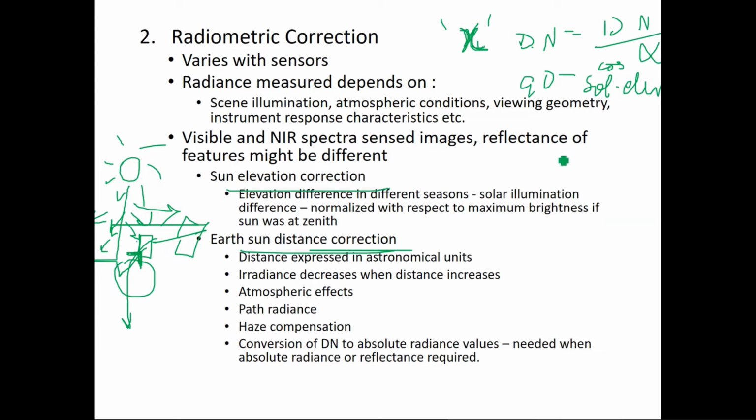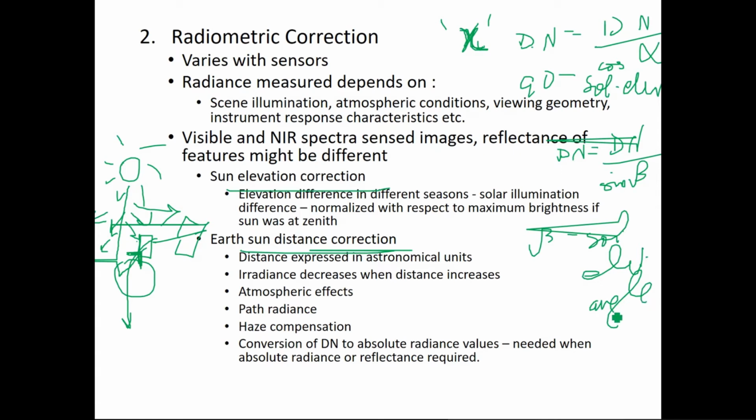Or it can also be equal to: the new DN, the corrected DN, is equal to DN divided by sine beta, where beta is the solar elevation angle. These are simple corrections that can be done just by dividing the actual DN by the sine of the solar elevation angle, or alpha or beta, 90 minus solar elevation angle. Depending upon this, you can correct your image for sun elevation correction.